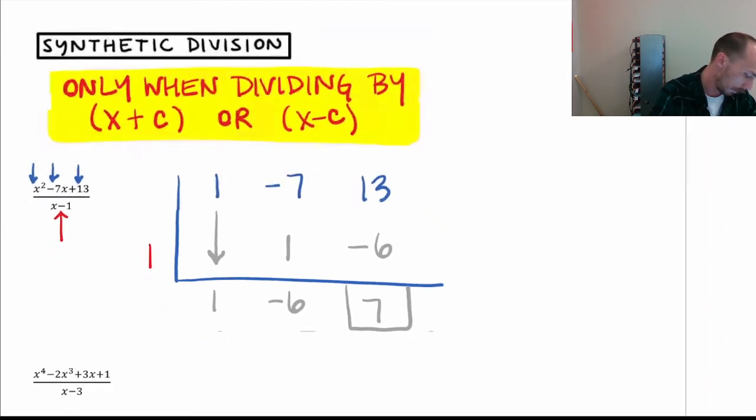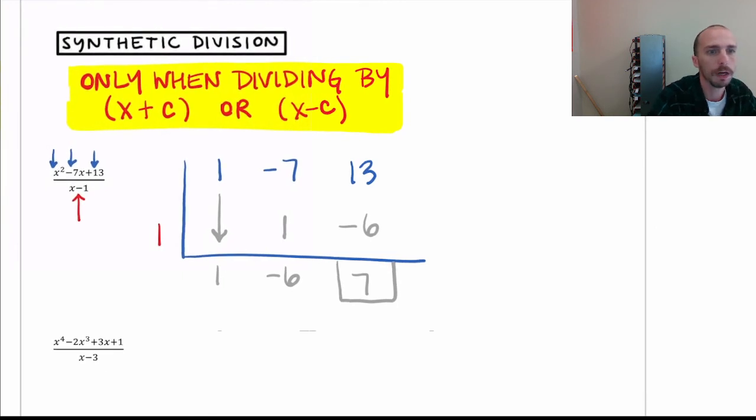Okay, that's my remainder. So when I'm going to write out the quotient, I prefer to start with the remainder, actually, work right to left. And so I'm going to say 7 is the remainder. That goes over x plus 1.